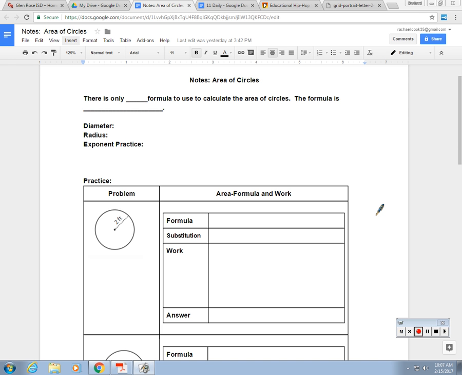So we have to make sure we're using the radius. We have to make sure that we're solving our exponents first and correctly. We have to make sure that we're following order of operations. And then we have to make sure that we label our work. Okay? We're going to go down and we'll do our practice problems.